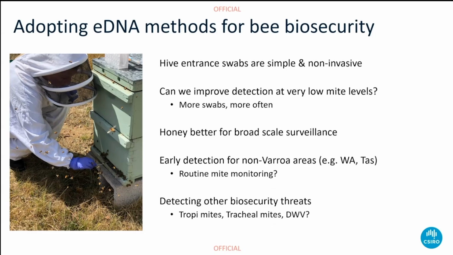The honey samples were also looking really good for collecting eDNA for Varroa, but the practicalities of doing that at the individual hive level were not there. So we think there's a better approach for using honey and using that more for broad scale surveillance, where we're using already extracted honey and using that as an early surveillance tool. That's really something that I'd like to see these eDNA methods being adopted for, particularly in our non-Varroa areas, such as WA and Tasmania, and using, I think, both the honey and swabbing methods can be a really nice complement to our other surveillance approaches.